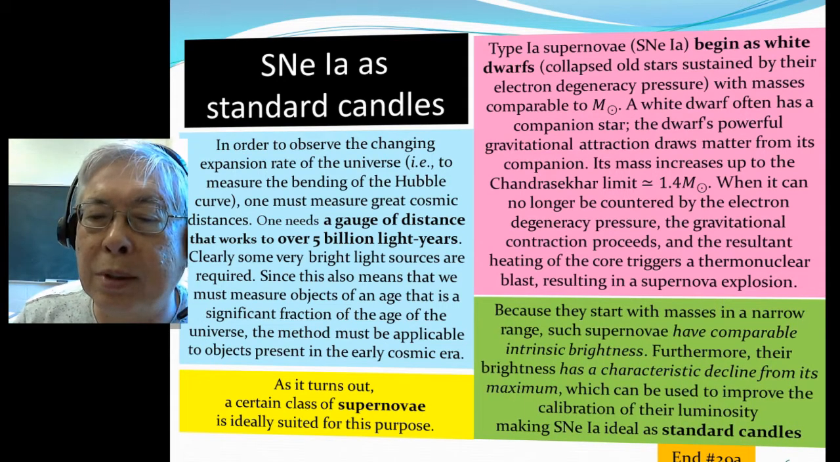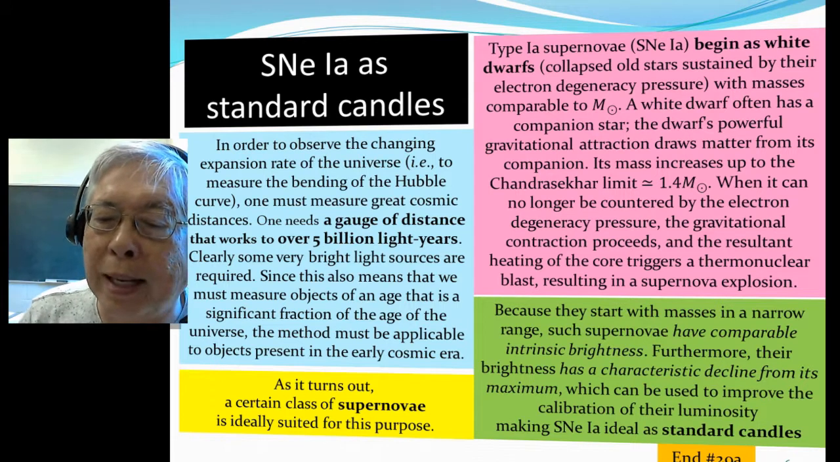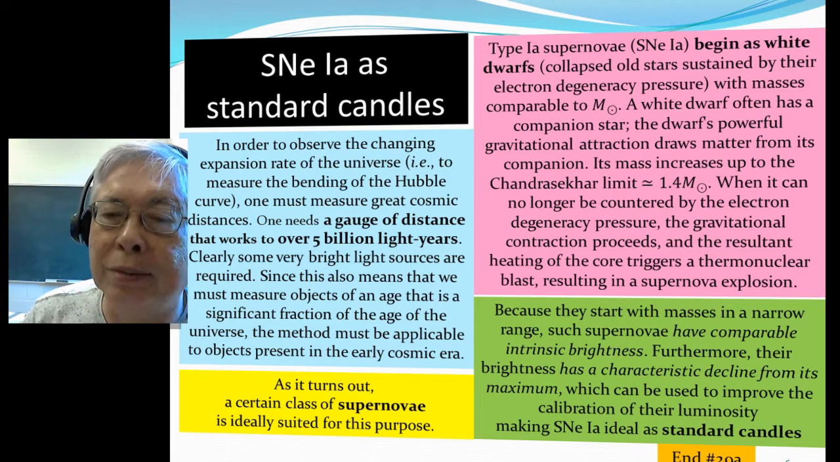Because these supernovae start with a mass in a narrow range, around 1.4 Chandrasekhar masses, such supernovae have comparable intrinsic brightness. Furthermore, their brightness has a characteristic decline from its maximum, which we call the light curve, which we can use to improve the calibration of the luminosity. This makes the supernova 1A ideal as a standard candle, because we know its intrinsic brightness with some confidence. Then by comparing the observed flux, we know how far away they must be.